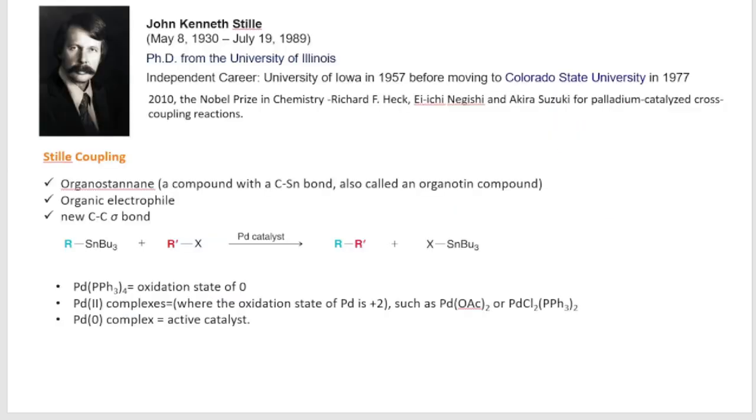Stille reaction. Stille did his PhD at the University of Illinois, and I am happy that I did my first postdoc at this university. He started his independent career at the University of Iowa, and then he moved to Colorado State University. There he performed the Stille reaction. Based on his work, Heck, Negishi, and Suzuki received the Nobel Prize in 2010.